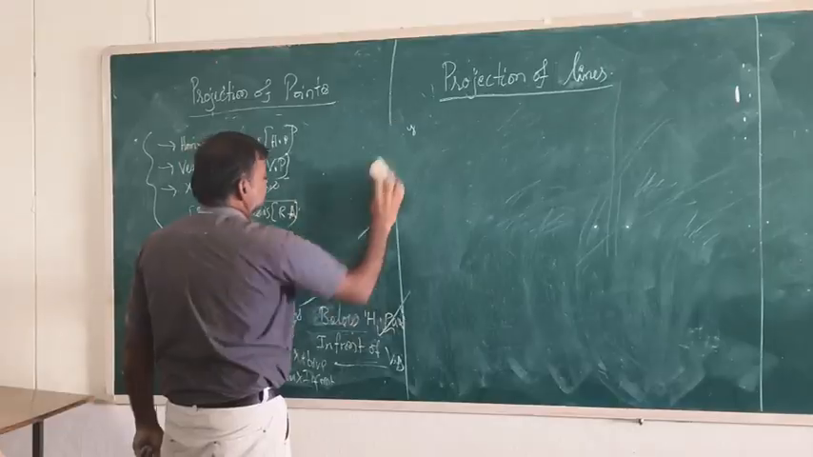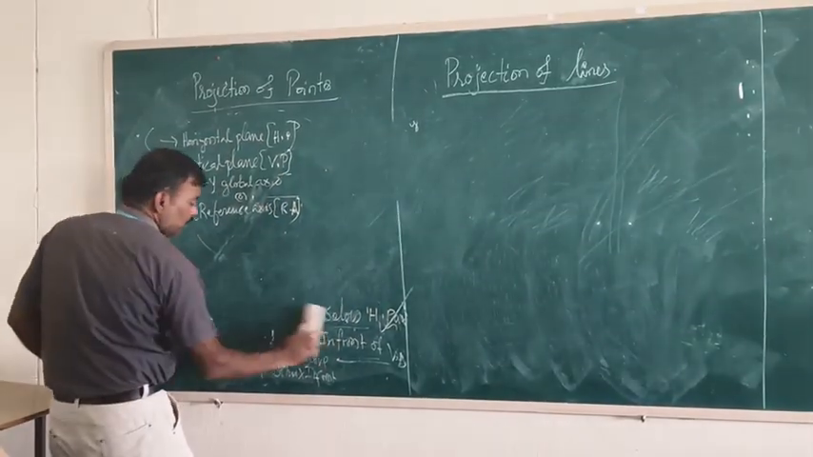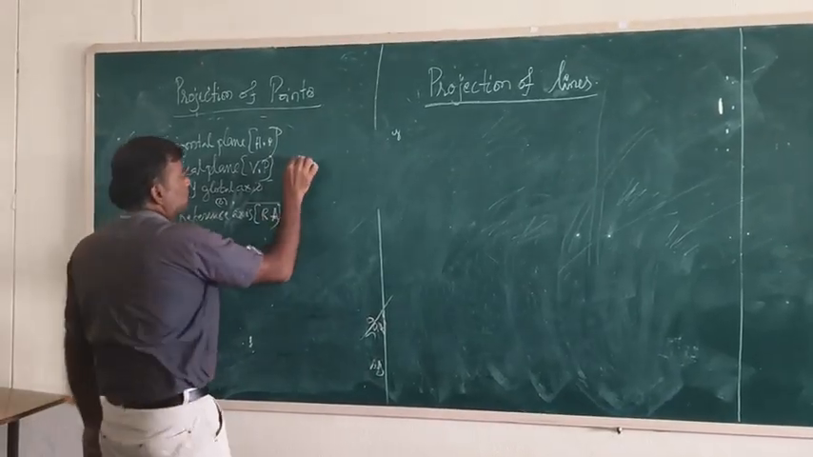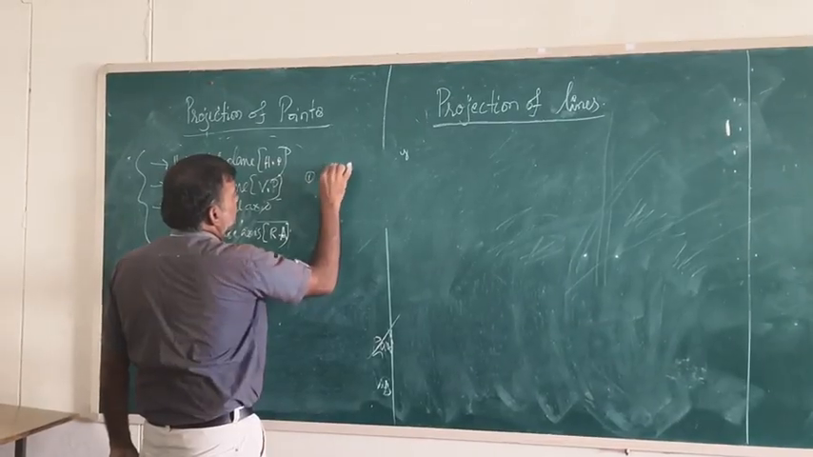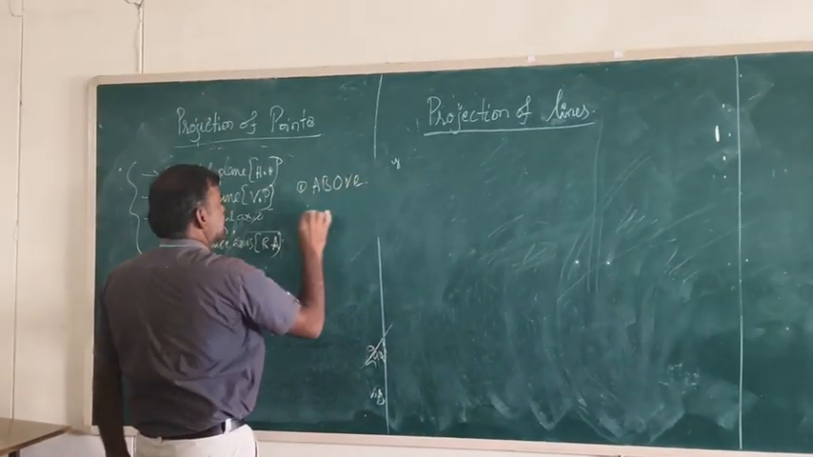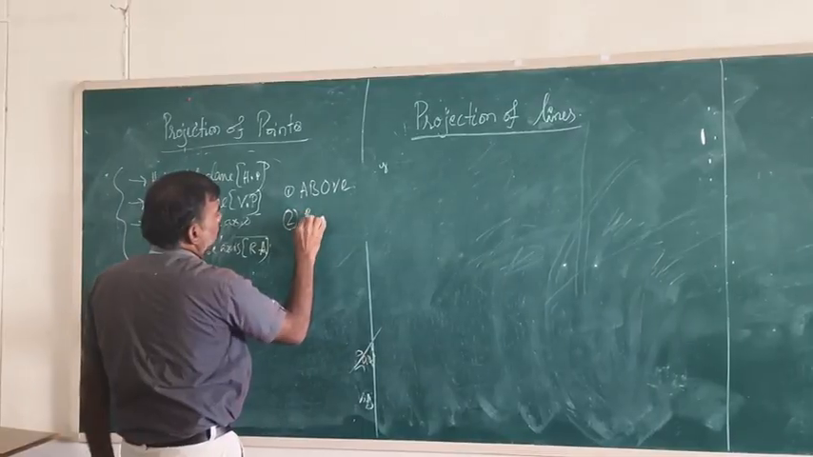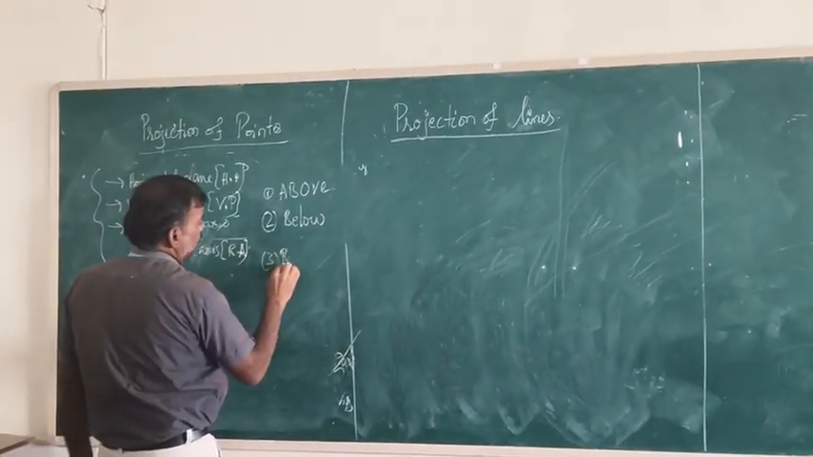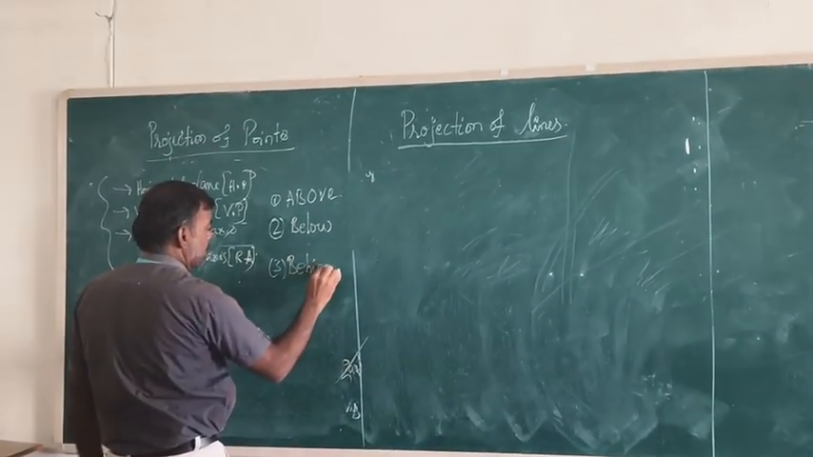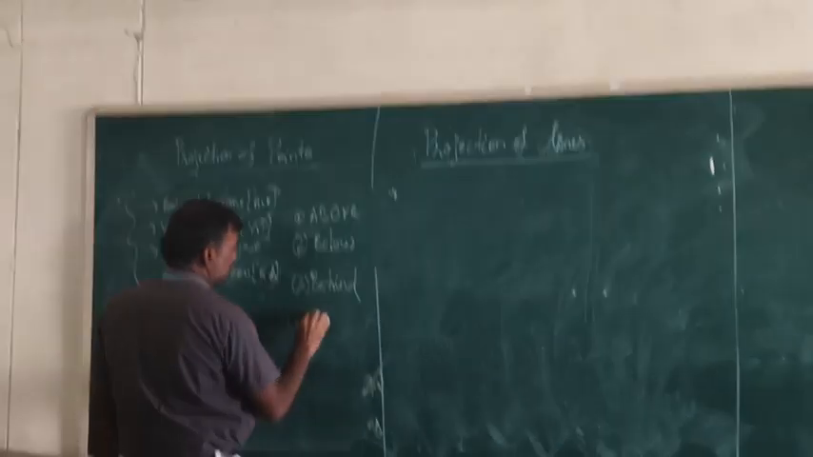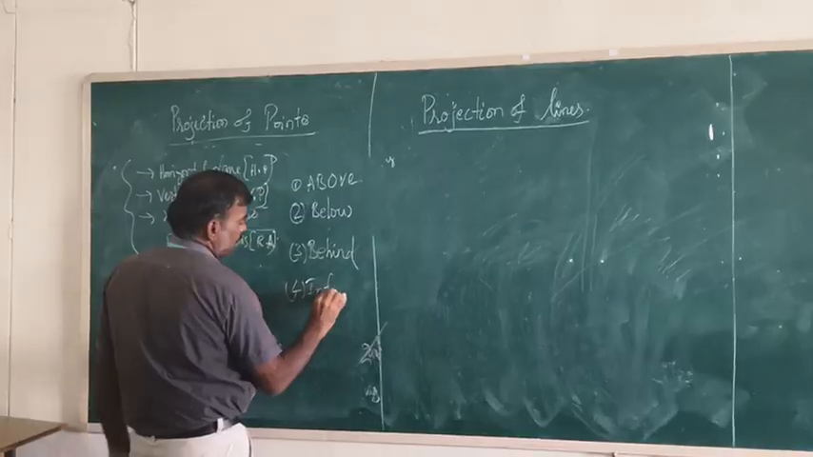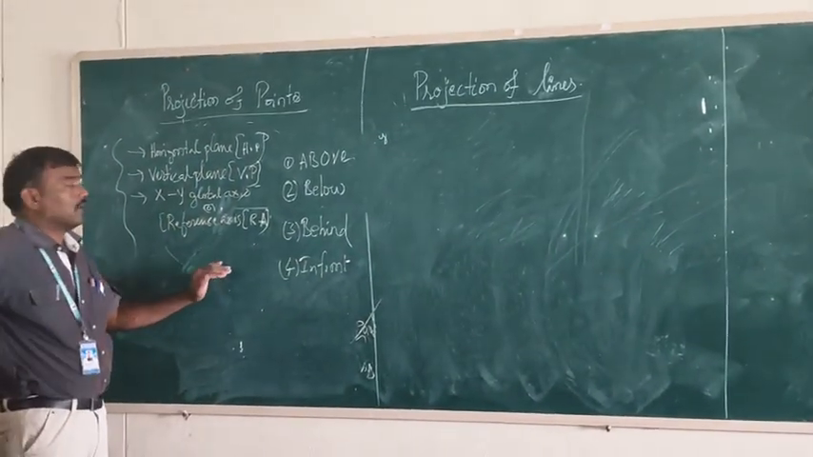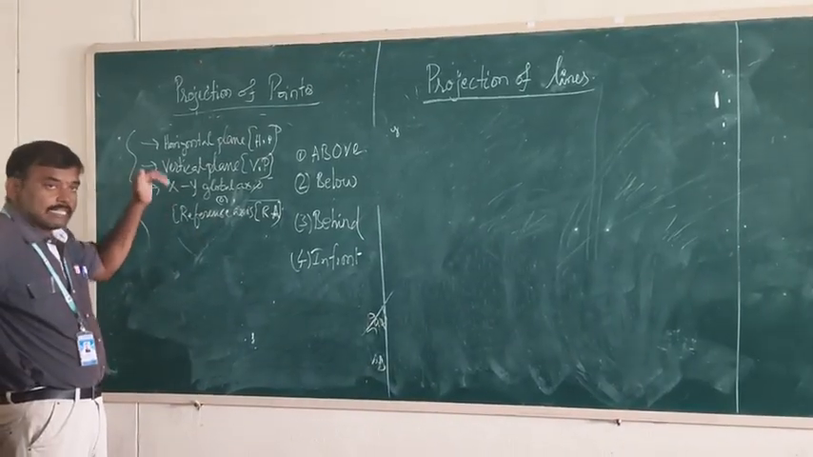What are those? Very good. First one, above; second one, below; third one, behind; and fourth one, very good, in front. So these four words are incubated with these three.